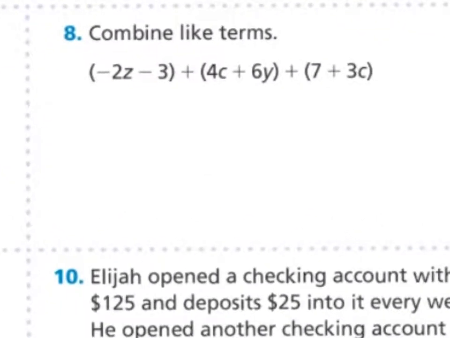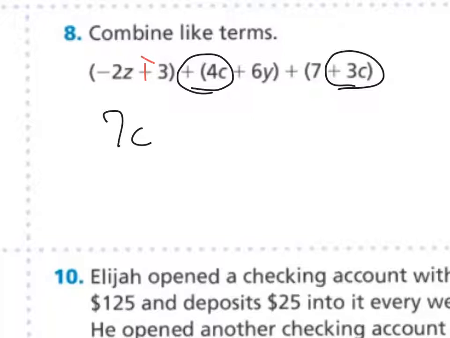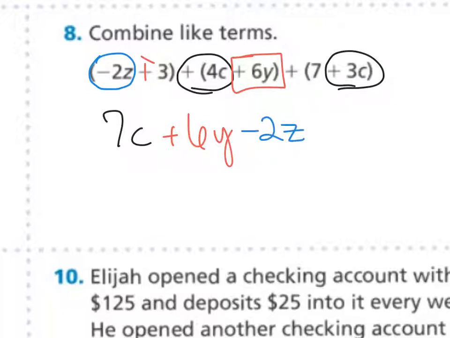Look at number 8. If you want to add the opposite here, you can. We're going to combine like terms. I'm going to start alphabetically. So with the c's, 4c plus 3c is 7c. And then I've got a y here, so plus 6y. And then I've got a z, so minus 2z or plus -2z.